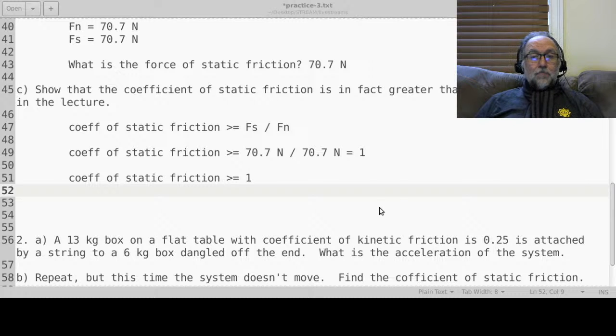All right, so I did the two together because I hope this makes clear in your minds what the difference is between kinetic and static friction in terms of solving problems.